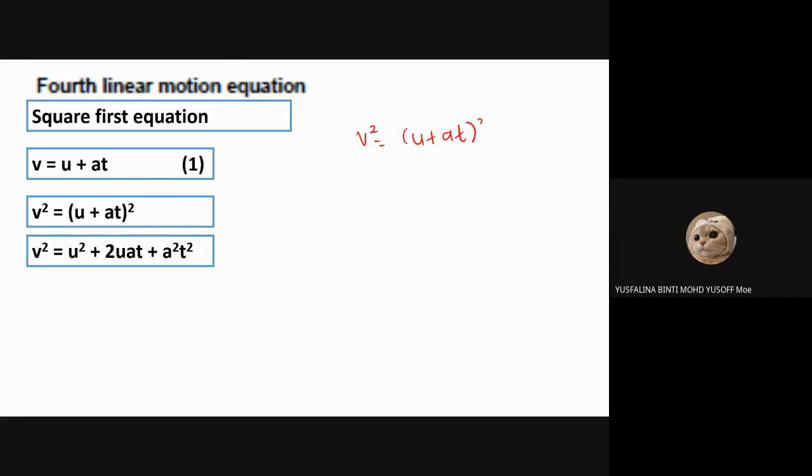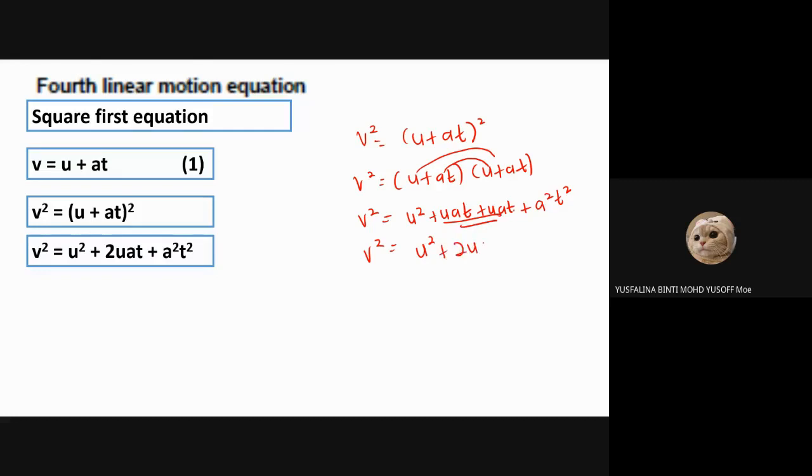Actually v squared is u plus at multiplied by u plus at. U multiplied by u is u squared. U multiplied by at will be uat, and this one also multiplied becomes uat. And the last one is a squared t squared. So v squared equals u squared plus 2uat plus a squared t squared, right?